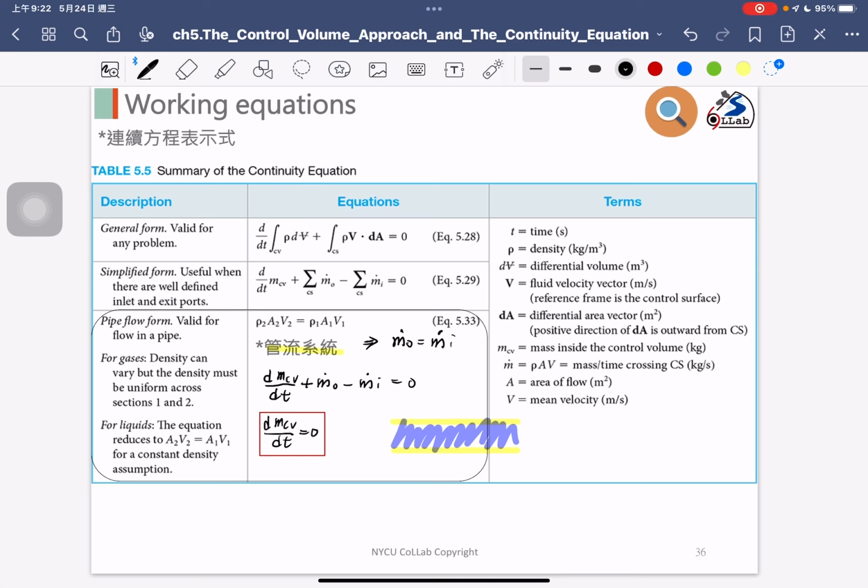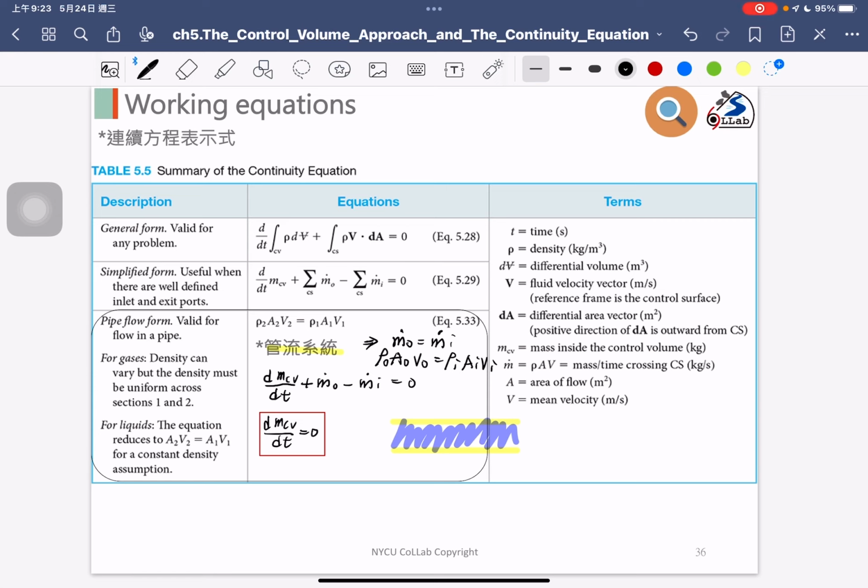And you see the mass rate, I can rewrite it to be the density out, the area out, and the velocity V out, which will equal the density in, the area in, and the V in. That's the reason why, when we discuss pipe flow, your continuity equation only has the items for the outflow mass rate and the inflow mass rate, and they are equal to each other.